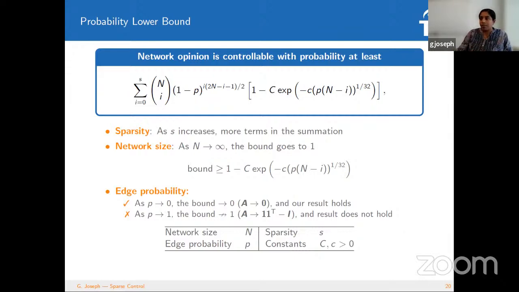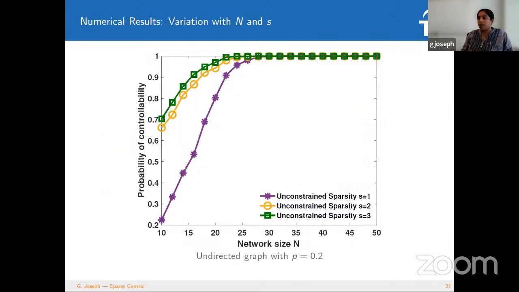I'll show you some example simulation results. This is a graph which shows the controllability probability versus the network size. Here you can see that as the network size increases, the probability of controllability also increases. This is not the bound that I derived. This is the actual probability of controllability that we manually calculated. So as n increases, in this case, as n is greater than 25 or 30, your system is controllable. So large networks are always vulnerable to sparse manipulators.